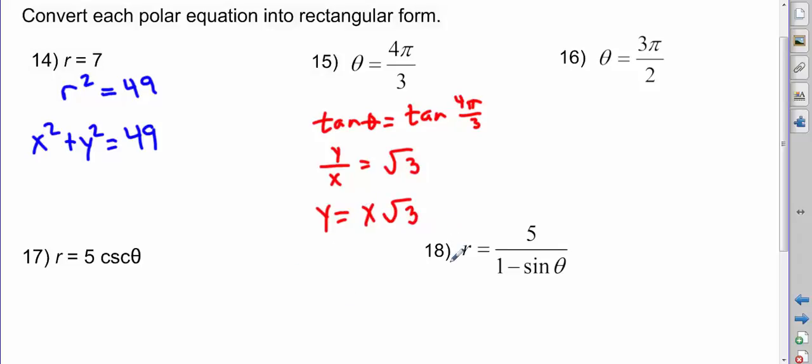Hey, I like that. That's a line. It has a slope of square root of 3. It goes through the origin. Simple. All right, now let's take a look at the next one because we're running into something a little weird.